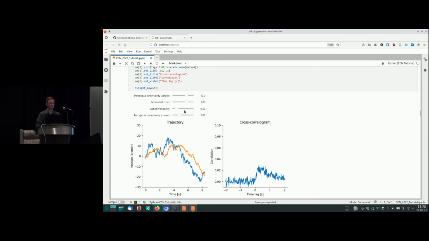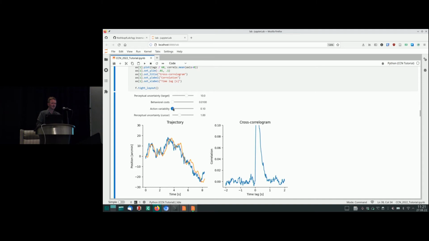So here you can see, okay, the agent kind of tracks the target, but not perfectly. So let's first decrease the behavioral costs. We get much more accurate tracking if we set the cost basically to 0. And if we now also set the action variability low, we get much smoother tracking with less variability. And this model, where you have no behavioral costs and no action variability, is basically an ideal observer model that doesn't include actions. It just gives you the estimate of the state at each point in time.